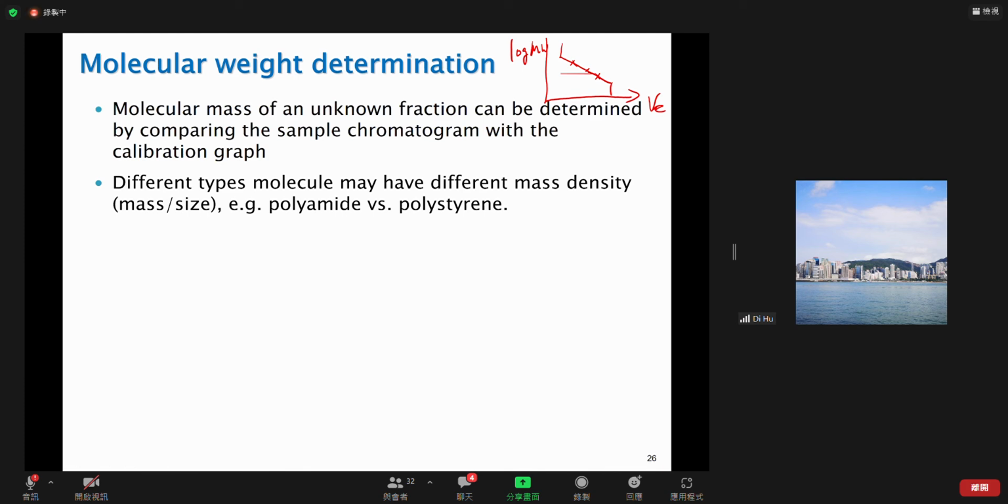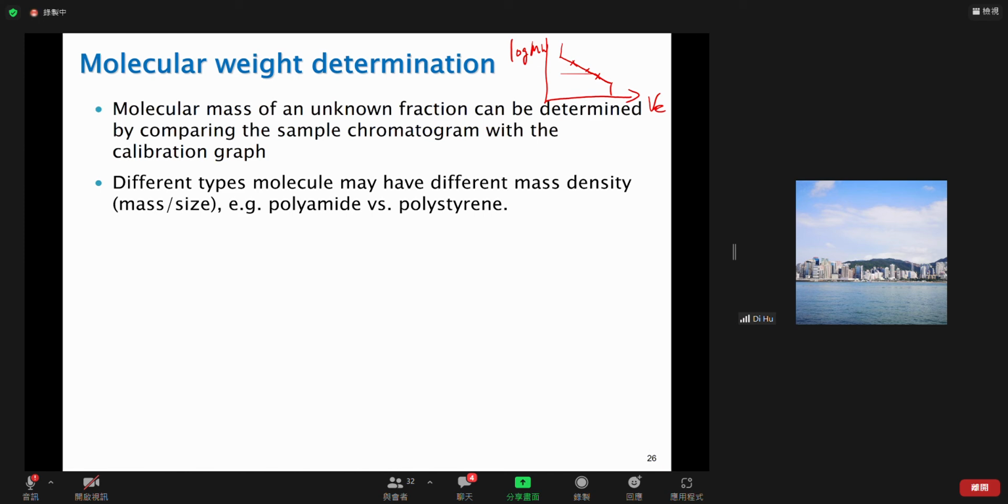And different types of molecules may have different mass density. For example, amide and polystyrene are different. So that's why I keep saying that if you can use the same compound for calibration, so that the standard used for calibration is the same as your analyte, that is the ideal case. That is what you really want. And then you can get the true molecular weight, right?